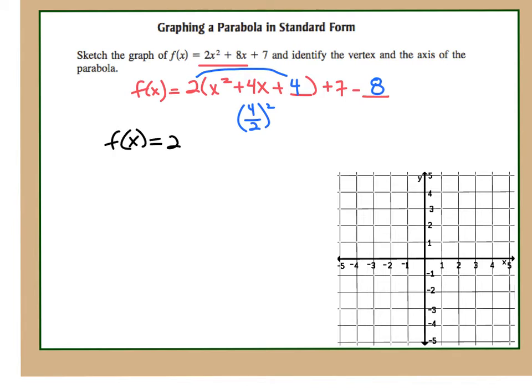So now I have 2 times the quantity x what? 4 divided by 2 is 2. So now I have plus 2 right there, squared. And then minus 1, because 7 minus 8 is negative 1. All right? So what's my vertex? Negative 2, negative 1. Good. So I have negative 2, negative 1, so I put it right there.